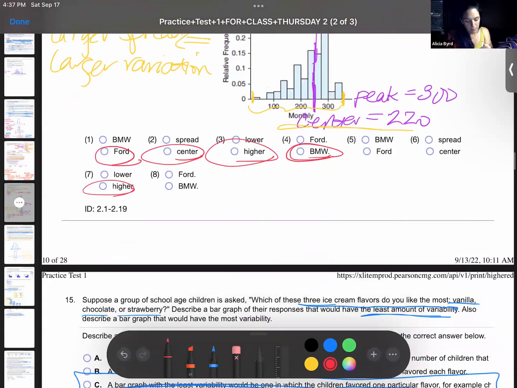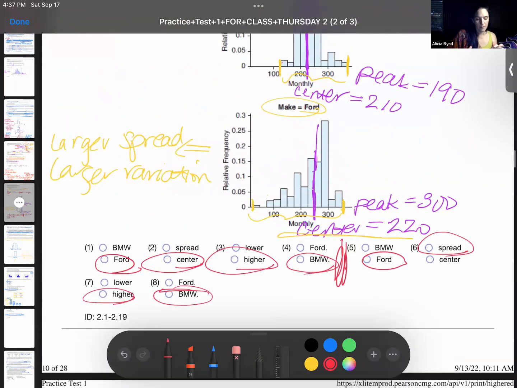Okay, did I put BMW? I meant Ford. Oh, that was the last one. See, these things in order are confusing. So we start at 5 for the next one. Ford has a greater variation, or higher, because the spread is higher than BMW. Okay, we filled it in.